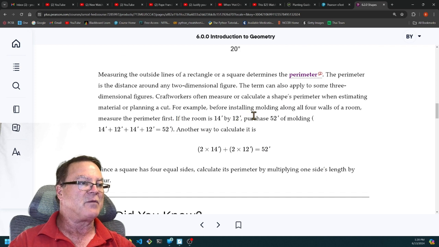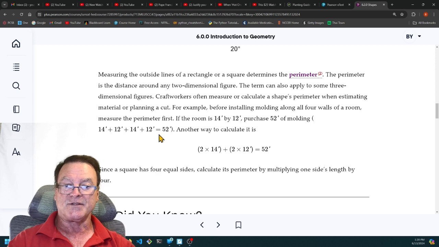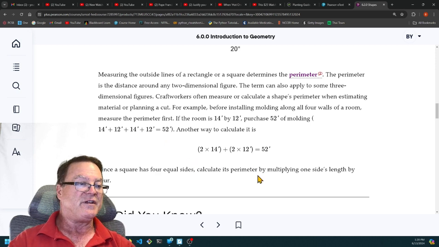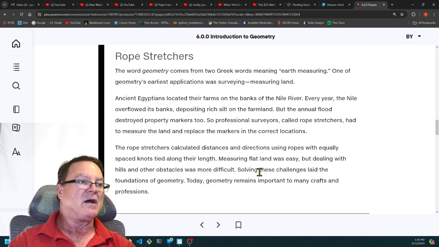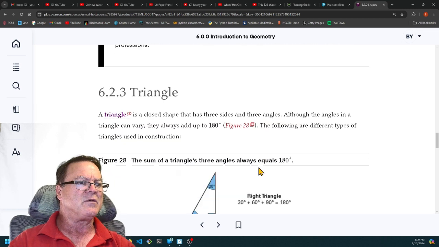It says here, for example, before installing molding along all four walls of a room, measure the perimeter first. If the room is 14 feet by 12 feet, purchase 52 feet of molding. 14 plus 12 plus another 14 plus another 12. So 52. Rope stretchers, we'll go on.